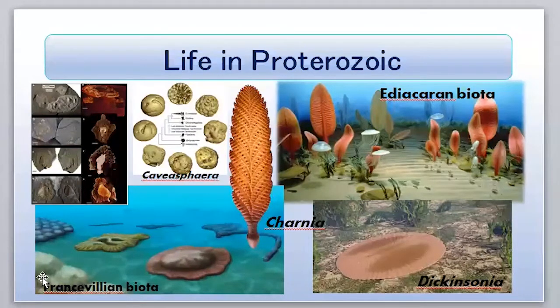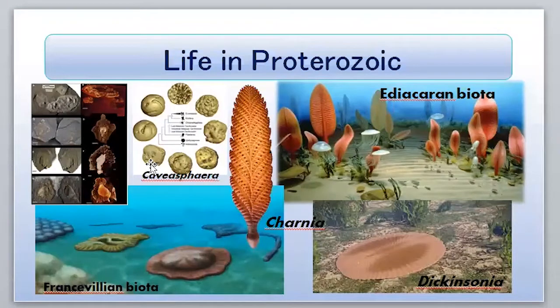You can see these are the Frentzenwille biota, or the Ediacaran biota. We call biota the fauna and flora, or the life in a certain time. In that biota you can see some animals. This is Charnia. It's actually an animal, but it's still debatable whether it's an animal or plant or something like that, but most scientists believe this is an animal, the early fauna. Then the Dickinsonia, same thing as Charnia, people are still debating whether this is an animal or plant or fungus. They still don't have any good idea about it.